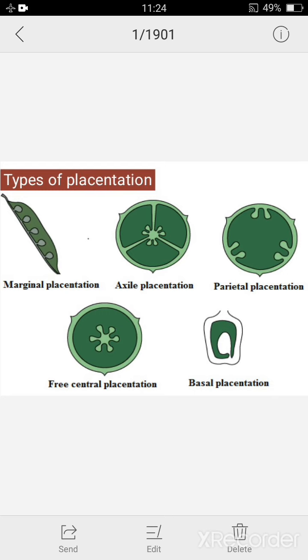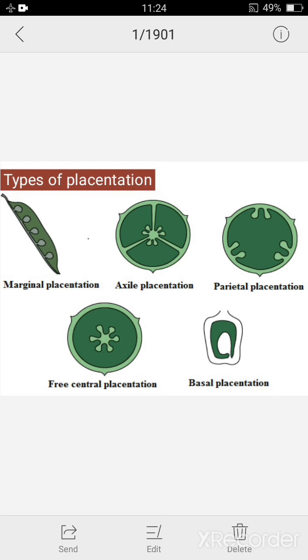So due to formation of a false septum, the middle of the ovary is divided into two chambers, but actually it is a one-chambered ovary. This phenomenon can be seen very clearly in parietal placentation. And examples for this placentation are mustard and argemony. I repeat once again, examples: mustard and argemony. So in these plants we can see parietal placentation.